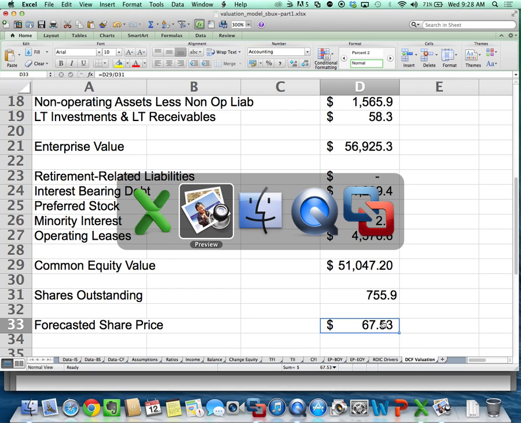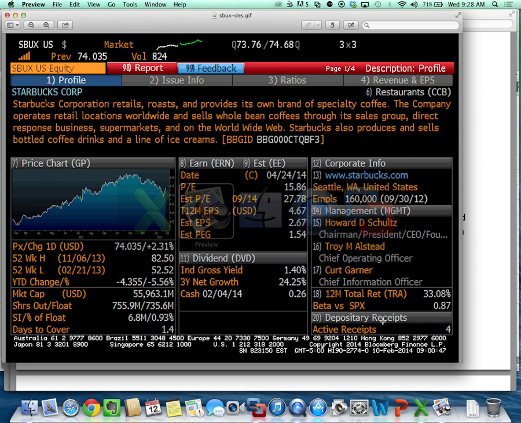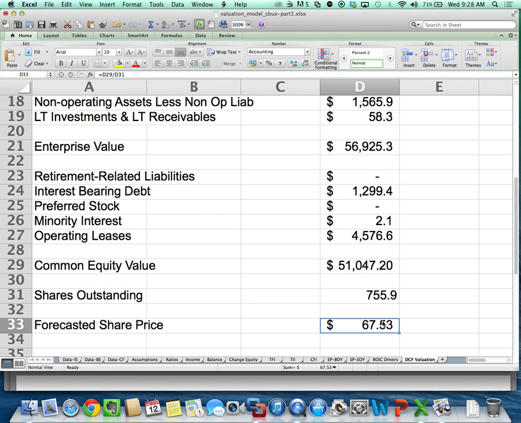By the way, Starbucks was at 74 on Monday. Some $7 off their current share price. Not that far off. That's if they just keep repeating 2013 in the future. Obviously, the market thinks they're going to do a little bit better in the future.